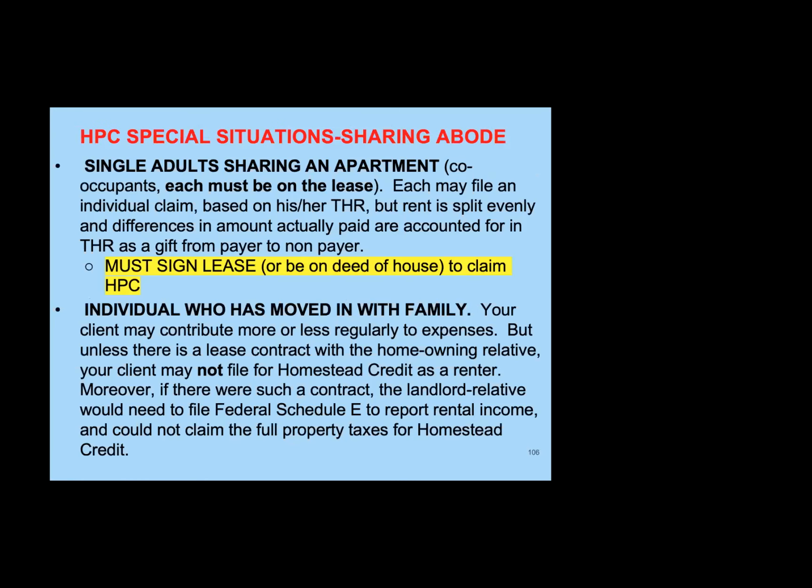This is a whole thing on sharing abodes. And remember, people have to be on a lease, and they each get 50% of the rent. It's pretty straightforward, really. The bottom part of this slide is if someone moved in with a family and they're paying their mom and dad, as an example, rent. We're going to discourage that because one of the questions you might ask is, is there a contract? And they might say, well, yes, and we have to take their word for it. And then we'll say, if your parents are filing a Schedule E, and I can guarantee you they're not. So in that case, we would say they're not eligible for the credit.